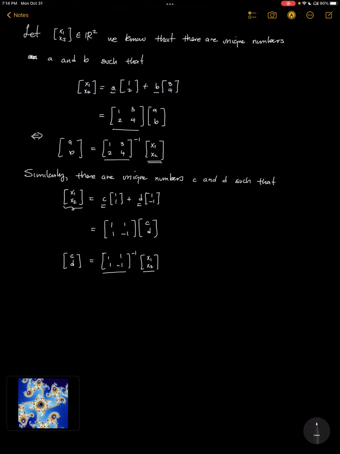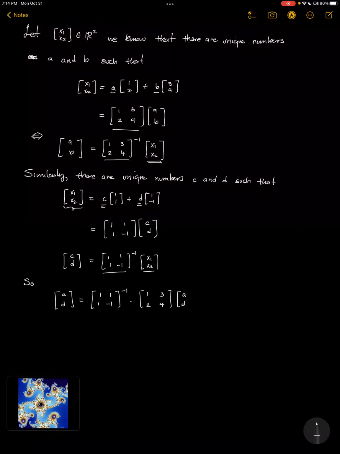But then look, if I were to make a combination, this is what I get. (C, D) is equal to [1 1; 1 -1] inverse times [1 3; 2 4] times (A, B).